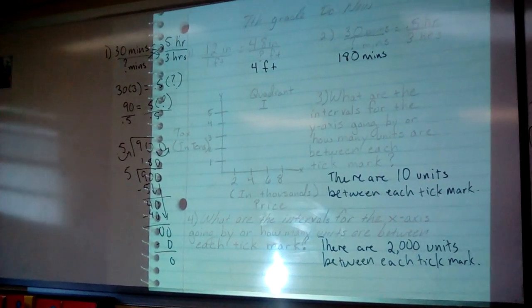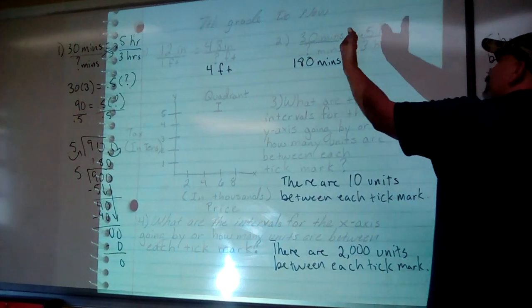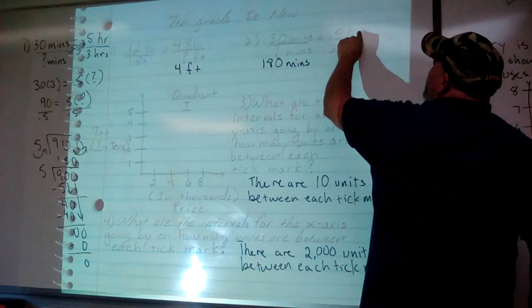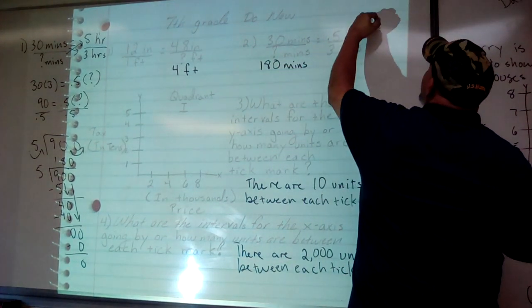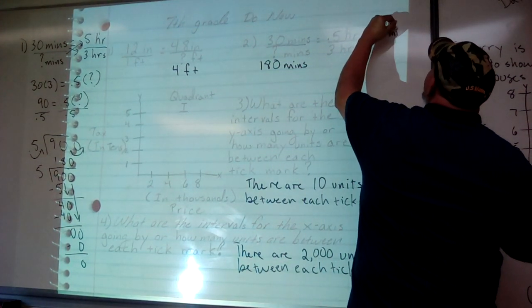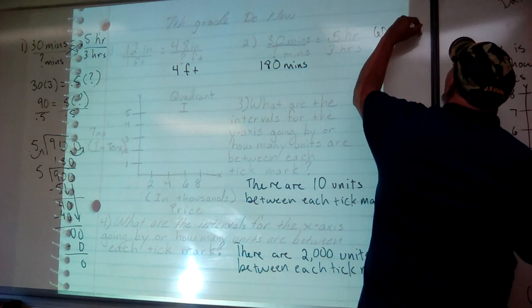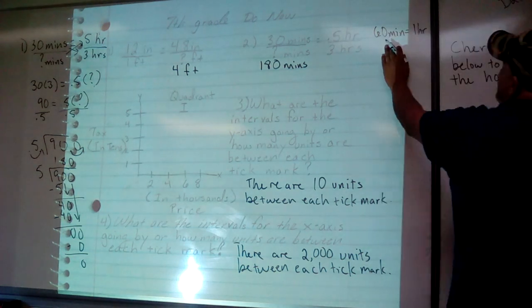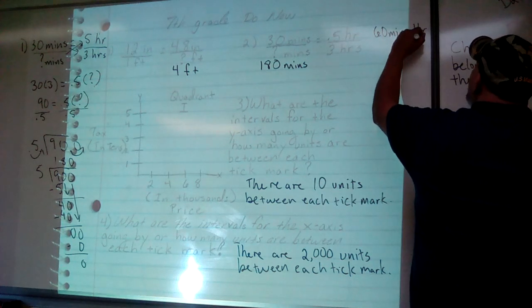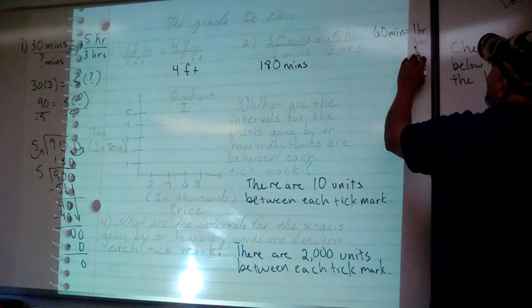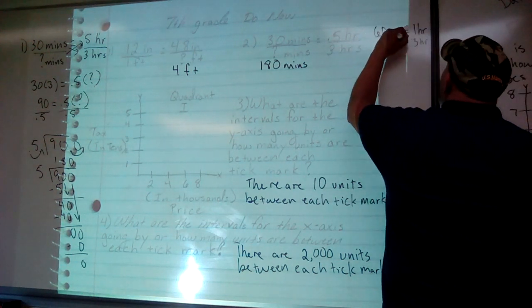There's other ways you can do this also. If you understand that 30 minutes are in half an hour, we have 60 minutes equal 1 hour. If 60 minutes equals 1 hour, how many minutes would be 3 hours? Well, 60 times 3, that gives us 180 minutes.